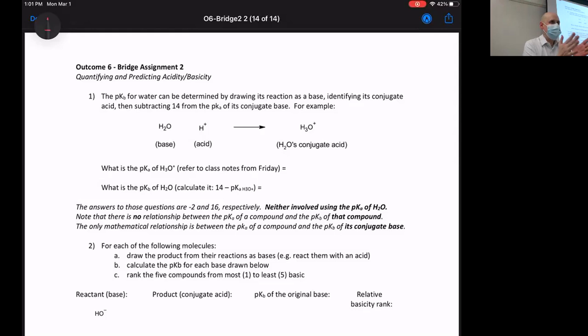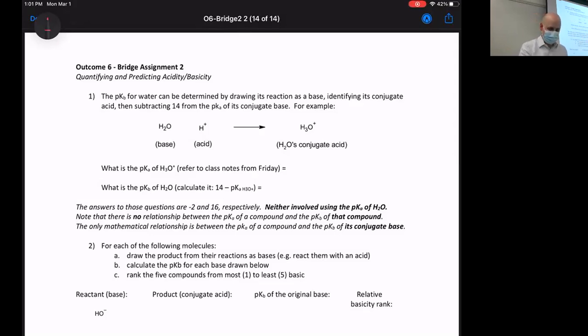The most important thing about today is that if you know your rankings of your acids, you will know the basicity of their conjugate bases. So that table that we did on Friday, where we had those acids all ranked from strongest to weakest, doesn't tell us how basic those molecules are. It tells us how basic their conjugate bases are. So we want to always think about those things as reactions.